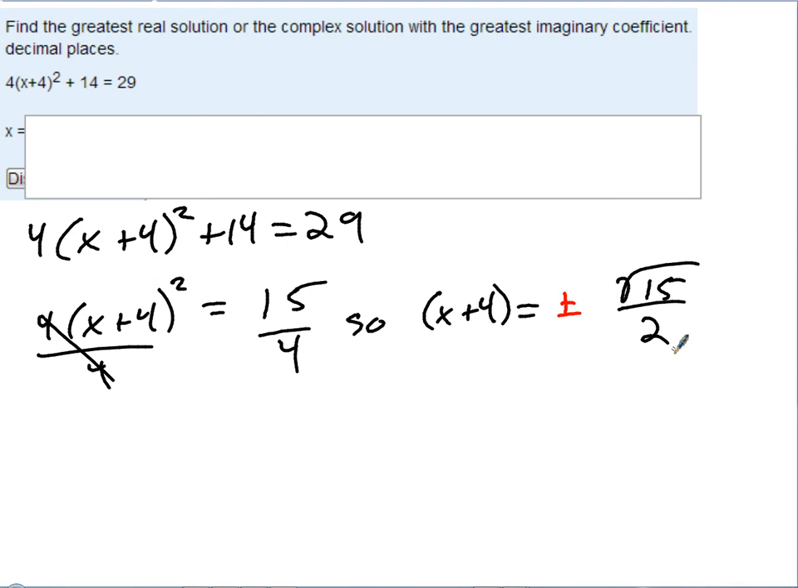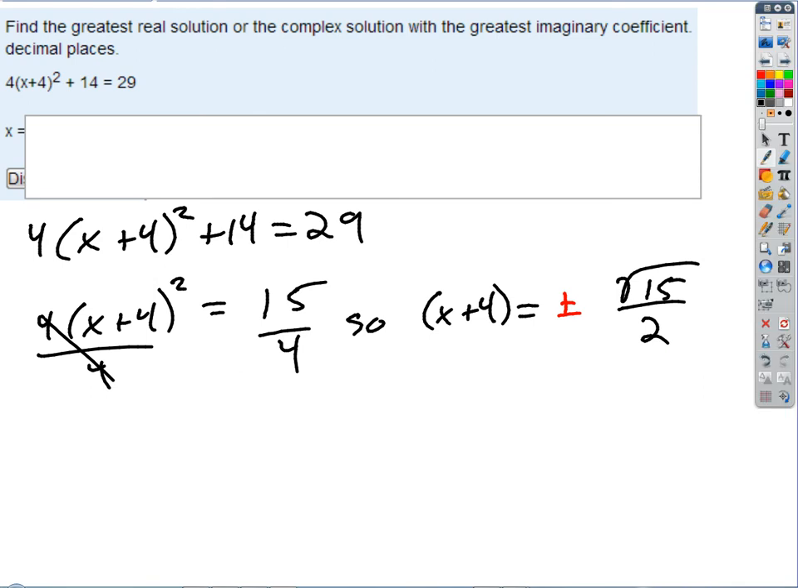Why couldn't we do that for the last one? Because the last one didn't have a perfect square on the bottom. It was a 3, so we just left it in there. But in this case, I could have left it as the square root of 15/4, but why not break that into a 2? It's easy to do.